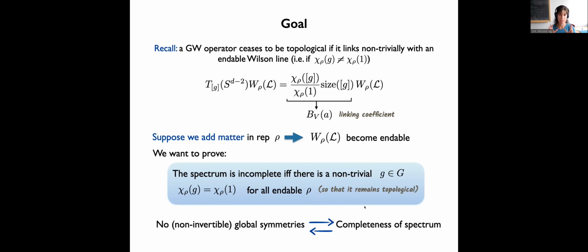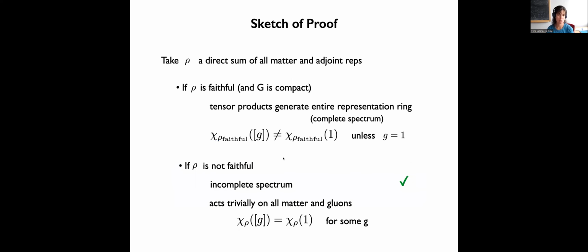So this is nice because you can just reduce it to a group algebra exercise. You just have to show, in general, what the characters of the different representations are and whether you can find this non-trivial element or not. And this is what we do. Just quickly, the point is that if you take rho as a direct sum of all matter and adjoint representations, then there are two cases. It could be that rho is faithful or not faithful.